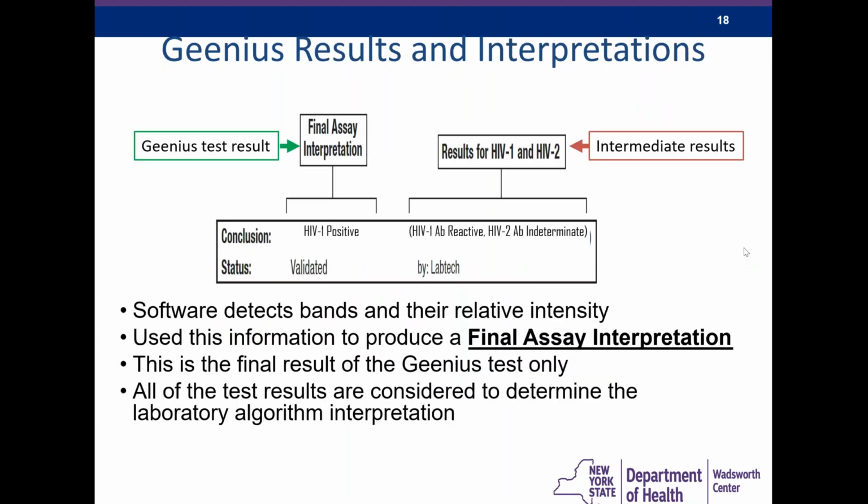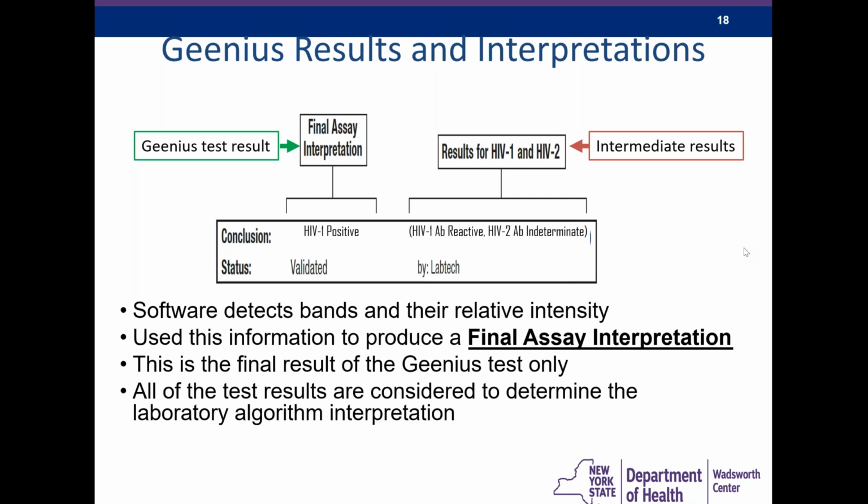But although the Geenius test is very fast and very simple to perform, it does produce some somewhat complicated test results, and so I'm just going to take a minute to talk through those. So if there are bands that are present, the test will be detected, and then the software will also measure the relative intensity of those bands, so it's taking an image of them, and then it will provide in the results page a separate result for both HIV-1 and HIV-2.